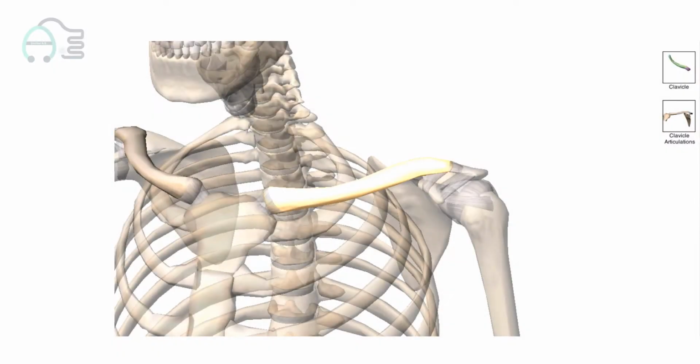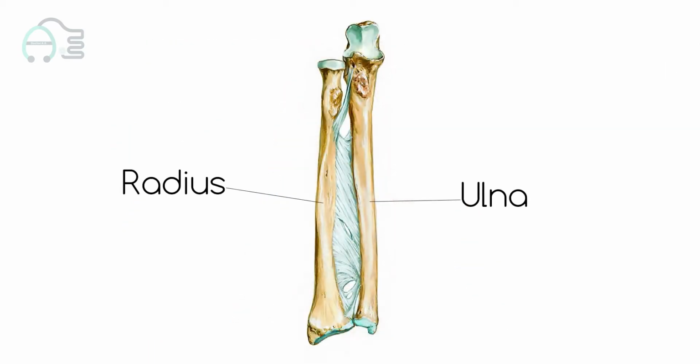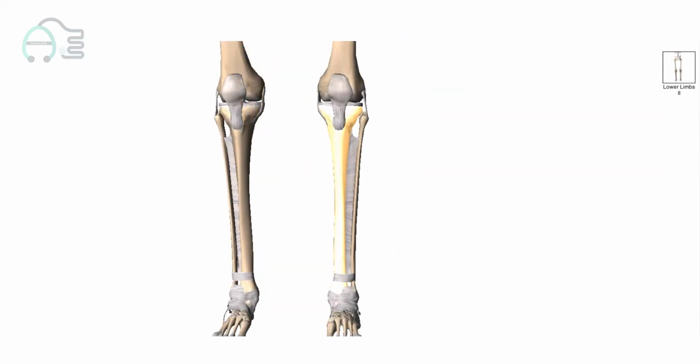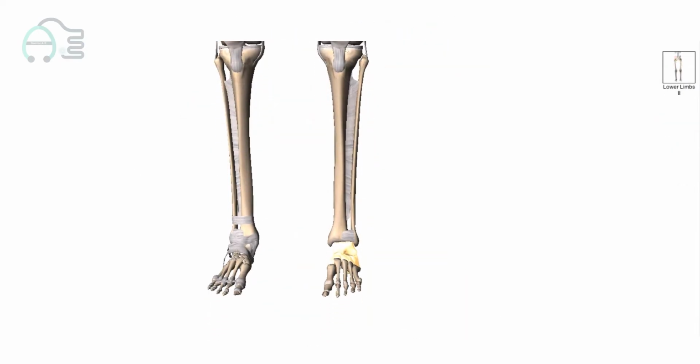Types of bones according to shape. Long bone is a bone whose length exceeds its breadth and thickness. Examples: clavicle, humerus, radius, ulna, femur, tibia, fibula, metacarpals, metatarsals, and phalanges.